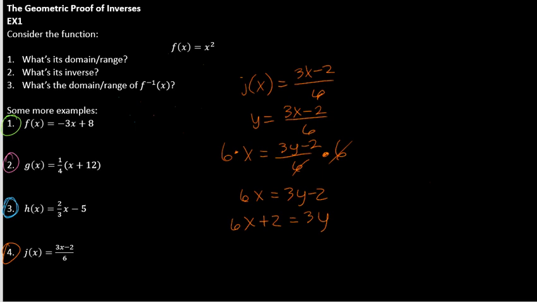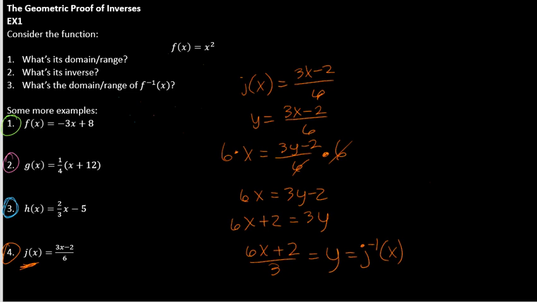And I'm going to divide both sides by 3. (6x plus 2) all over 3 equals y. And again, we want the actual function notation. So this would be j inverse of x.